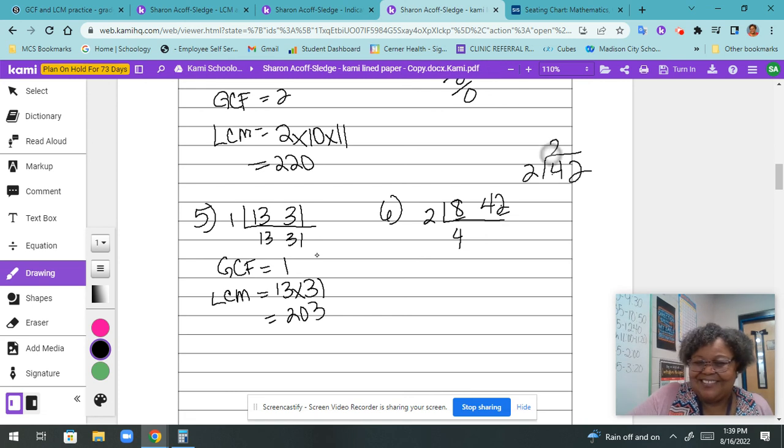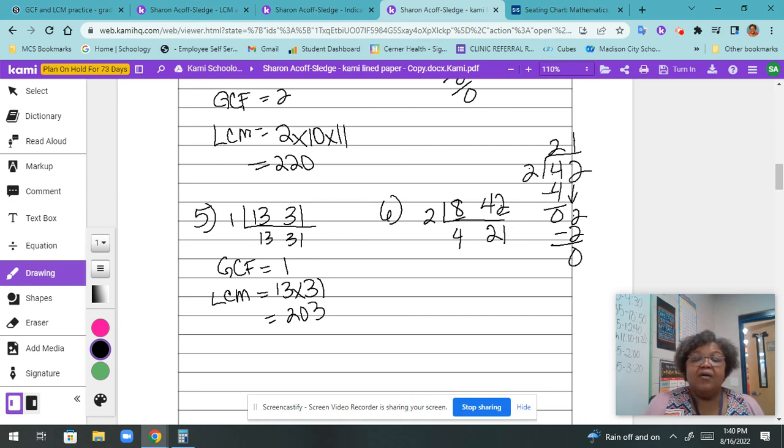2 goes into 4 2 times. 2 times 2 is 4. When I subtract, I get 0. I bring down my 2. 2 goes into 2 one time. 1 times 2 is 2. Down to 0. So that's 21. Okay, what goes into 4 and 21? 1. We're 1 and done. So what's my GCF? 2. It's that number over here by itself.